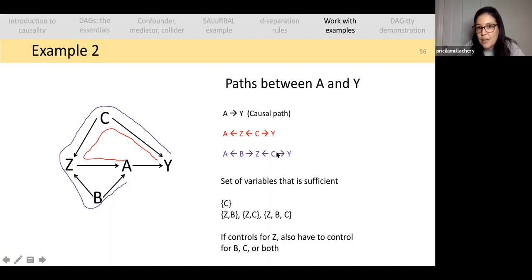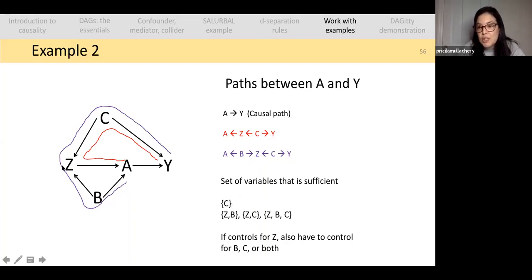So this is a way to organize the paths so that we can see what variables could be colliders, and make sure that we don't adjust for them. So what is the set of variables that is sufficient to identify the effect of A on Y here? I can just adjust for C. By adjusting for C, I close this path, and this path is already closed because Z is a collider. So that's the minimum set of variables that I need to adjust for. I just need to adjust for C, sorry.